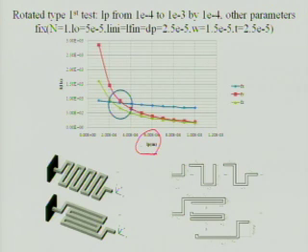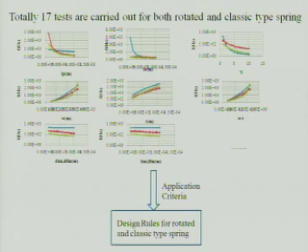For each test, we really concern about the crossover points, because these points characterize the relationship between the spring frequency and the parameters. There are a total of 17 tests carried out for both rotated and classic type springs. Then based on our application criteria, the design rules are generated for the spring.